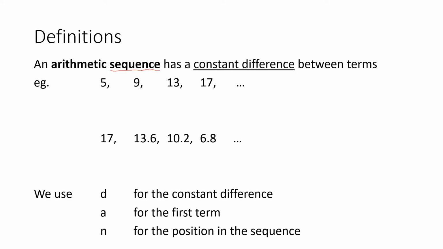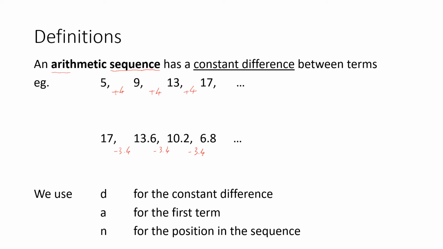A sequence is something we've encountered in GCSE and it just means a list of numbers that follows some sort of rule. So if we look at our first sequence here, the list goes 5, 9, 13, 17 and the rule for them is plus 4. It is always the case that to get the next term in the sequence you add 4. For our second one here, the rule is take away 3.4 and again that's the same all the way through.